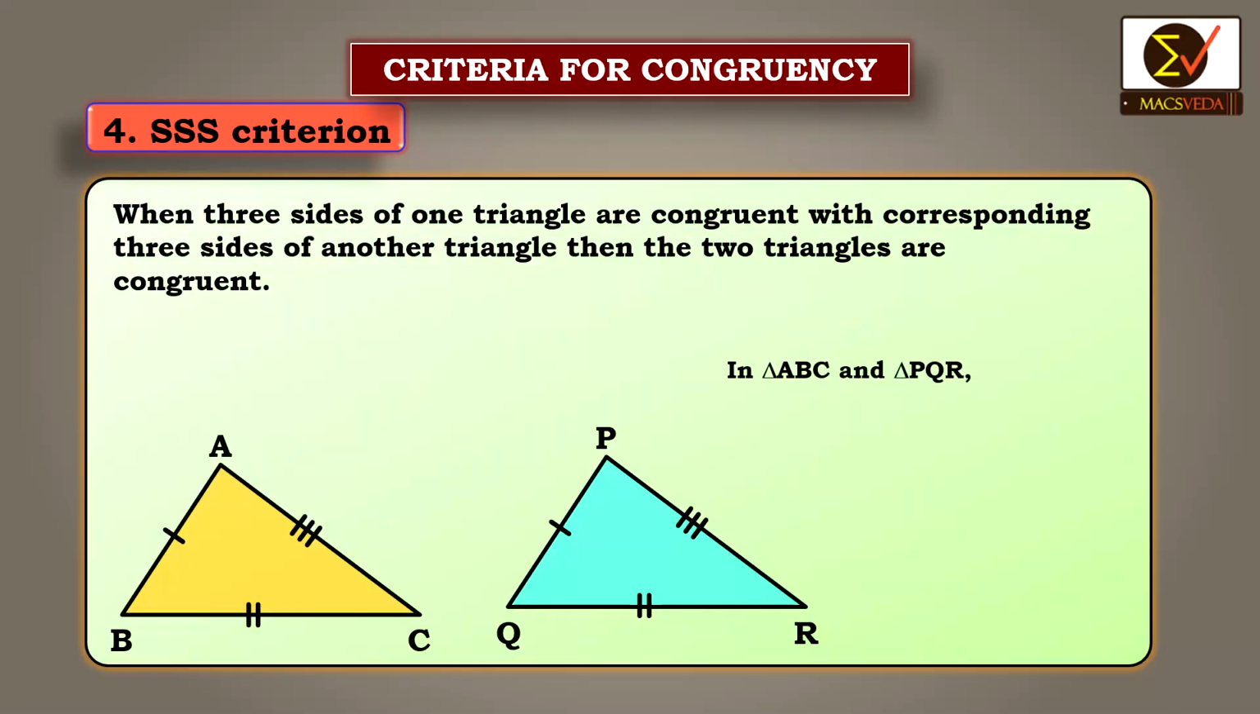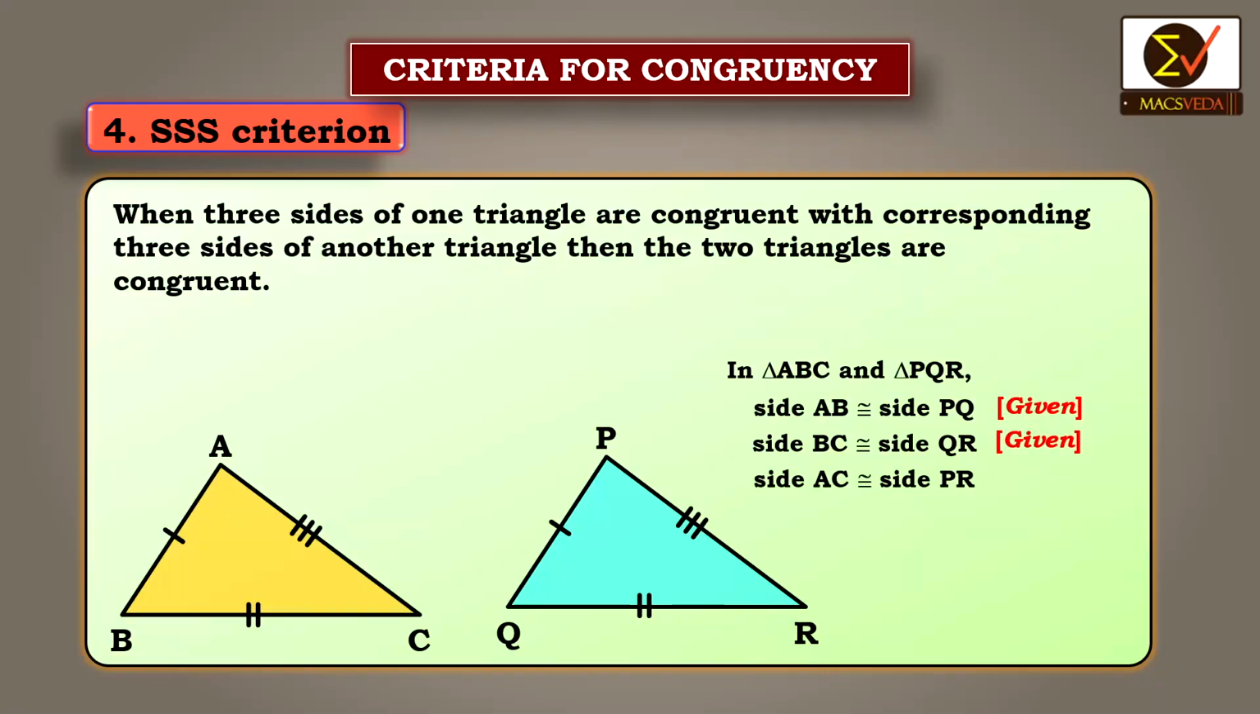So in triangle ABC and triangle PQR, side AB is equal to side PQ given, side BC is equal to side QR given, and side AC is equal to side PR given, then triangle ABC is congruent to triangle PQR. Automatically, the corresponding angles also become equal. That is, angle A is equal to angle P, angle B is equal to angle Q, and angle C is equal to angle R. So this is your SSS criterion or SSS test.